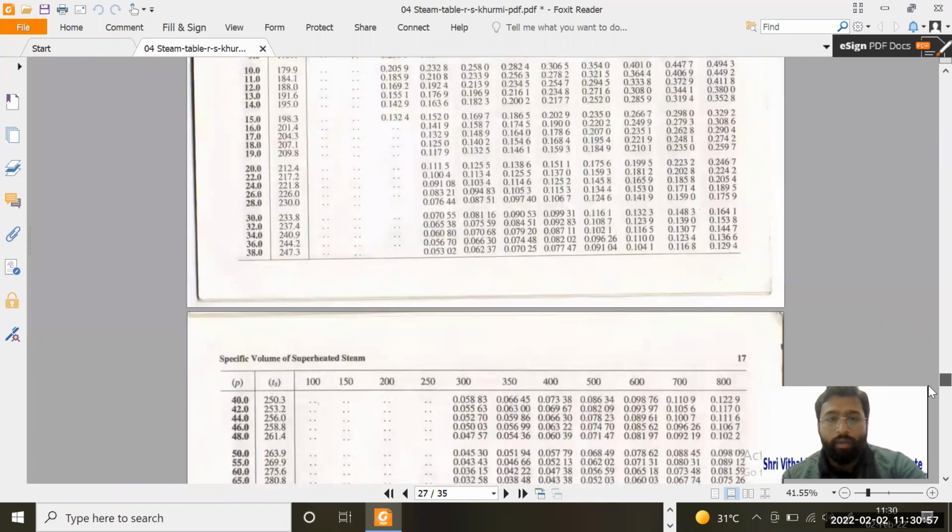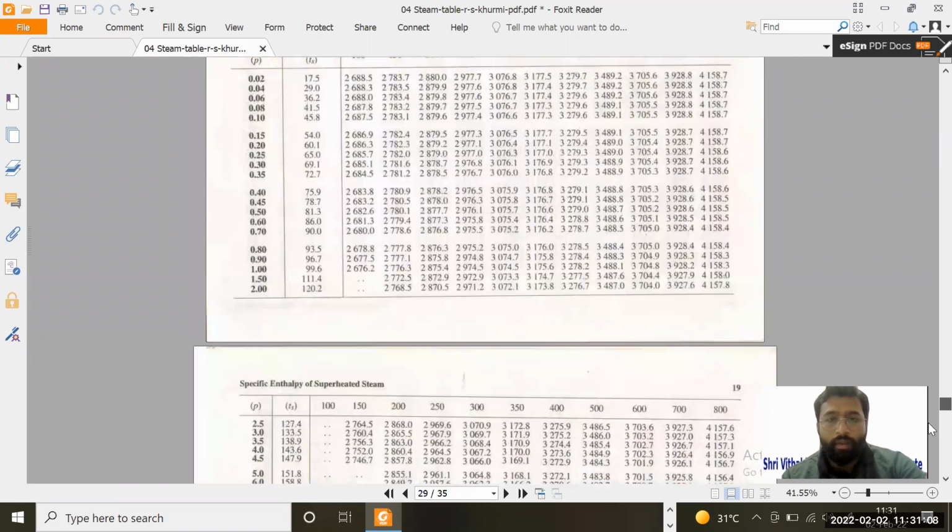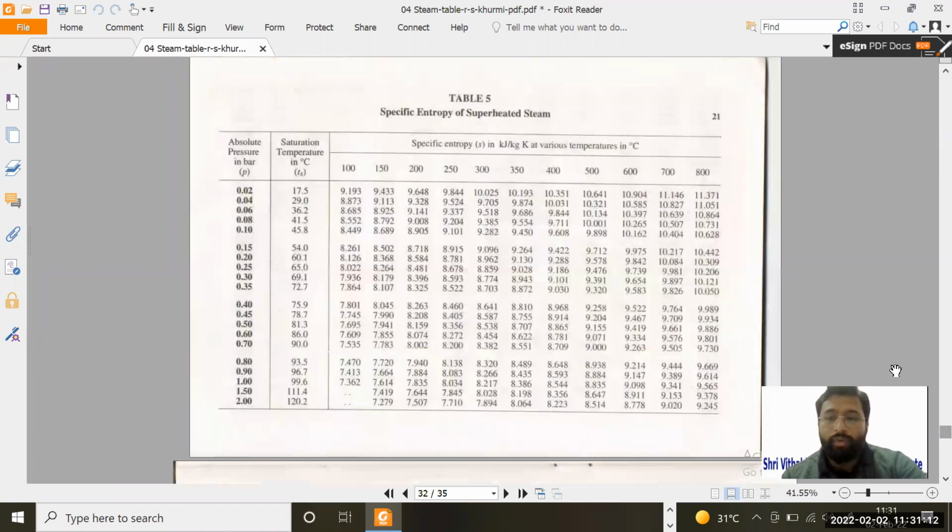Okay, so this is for specific volume. Then we have a table for superheated steam. You can calculate specific enthalpy here. This is a table for specific enthalpy, and last we have specific entropy also. Okay, so this way all the data is there in the steam table.